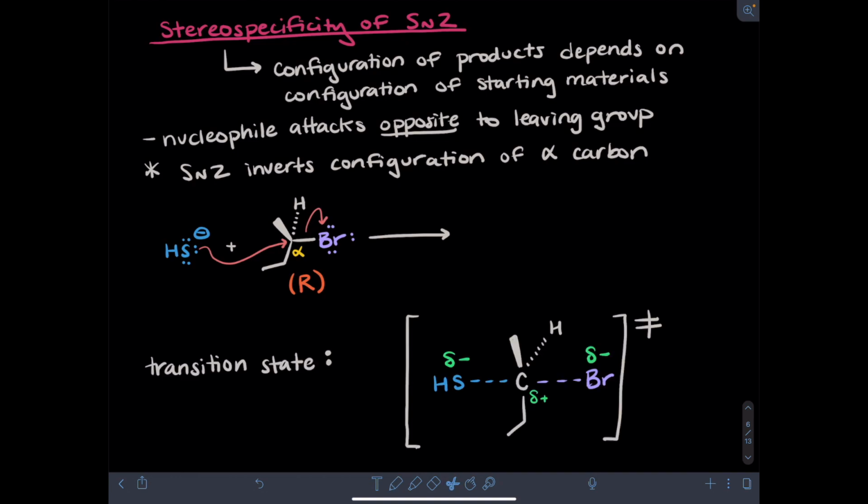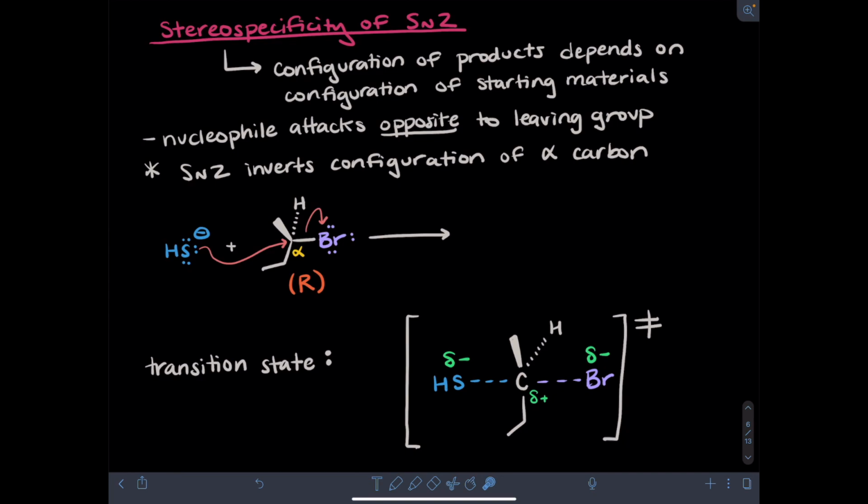Let's consider what's happening at the transition state. I have a simultaneous formation of a new carbon-sulfur bond, and I'm breaking the carbon-bromine bond at the same time. When I said that the nucleophile attacks opposite the leaving group, I mean that at the alpha carbon in the middle, you'll have the bromine directly opposite the incoming nucleophile.